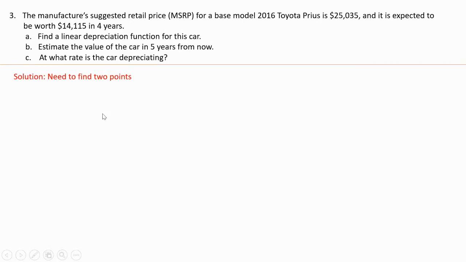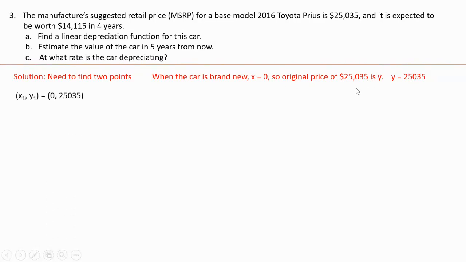So what's my solution here? I need to find 2 points with the given information. According to this problem, this is a brand new car. So before it leaves the lot, no time has passed. So the first point is going to be 0, 25,035. That's my point 1. And then in 4 years, which means x will be 4, the car is worth 14,115. So we get the other point, which will be 4 and 14,115. I found my 2 points.